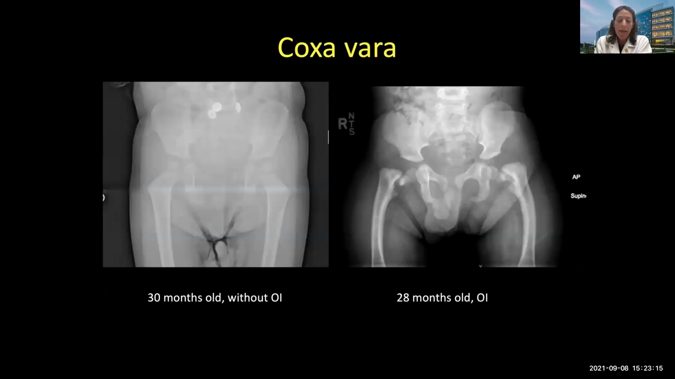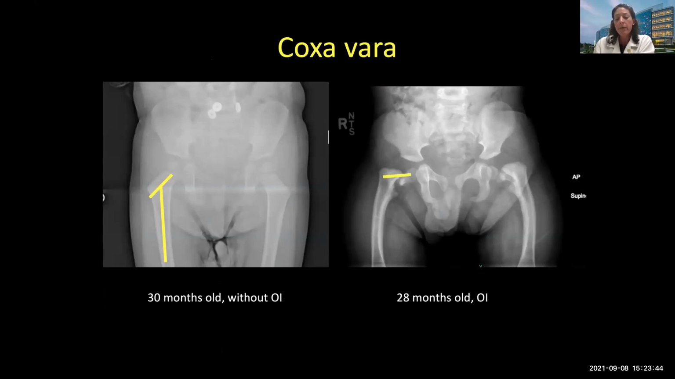So moving on from the allograft, we'll next talk about deformities in and around the hip. Coxa vara is an important one to mention. Here is shown a 30-month-old patient without OI, and these yellow lines form what we call the neck shaft angle, and that's typically about 125, 130 degrees. And again, that's a patient without OI.